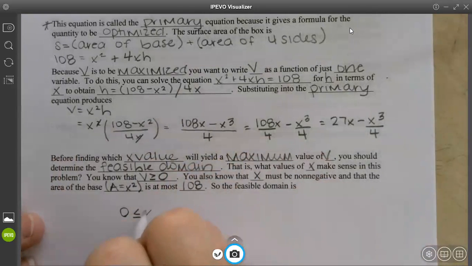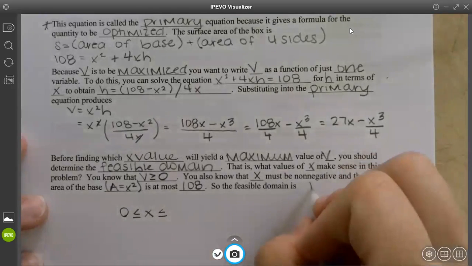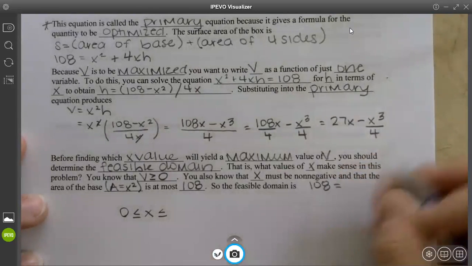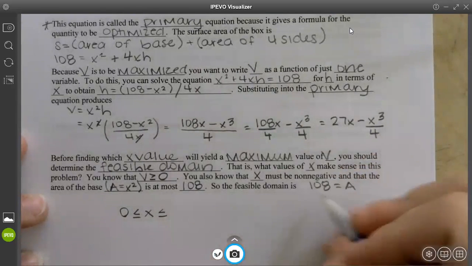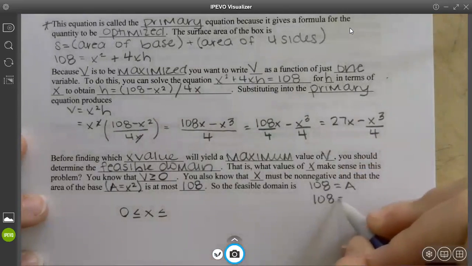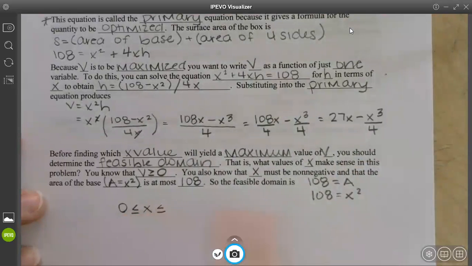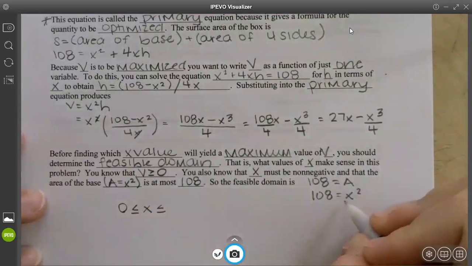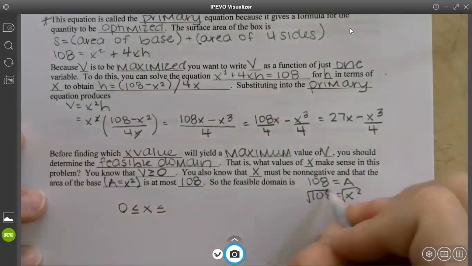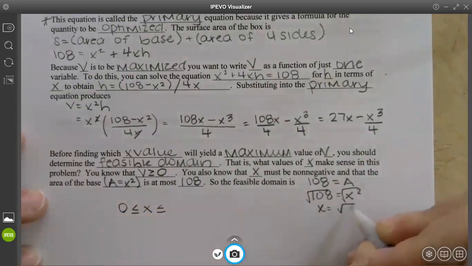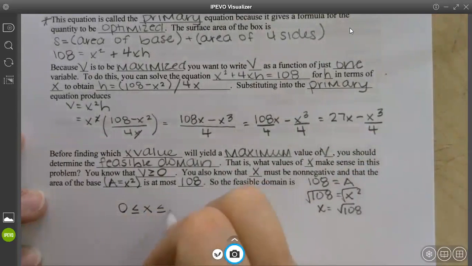0 is less than or equal to x, less than or equal to, I'm gonna hold off for just a second. 108 is the area. We found that by doing x squared. We're trying to find x. How would I just find x on this? So there is your domain.